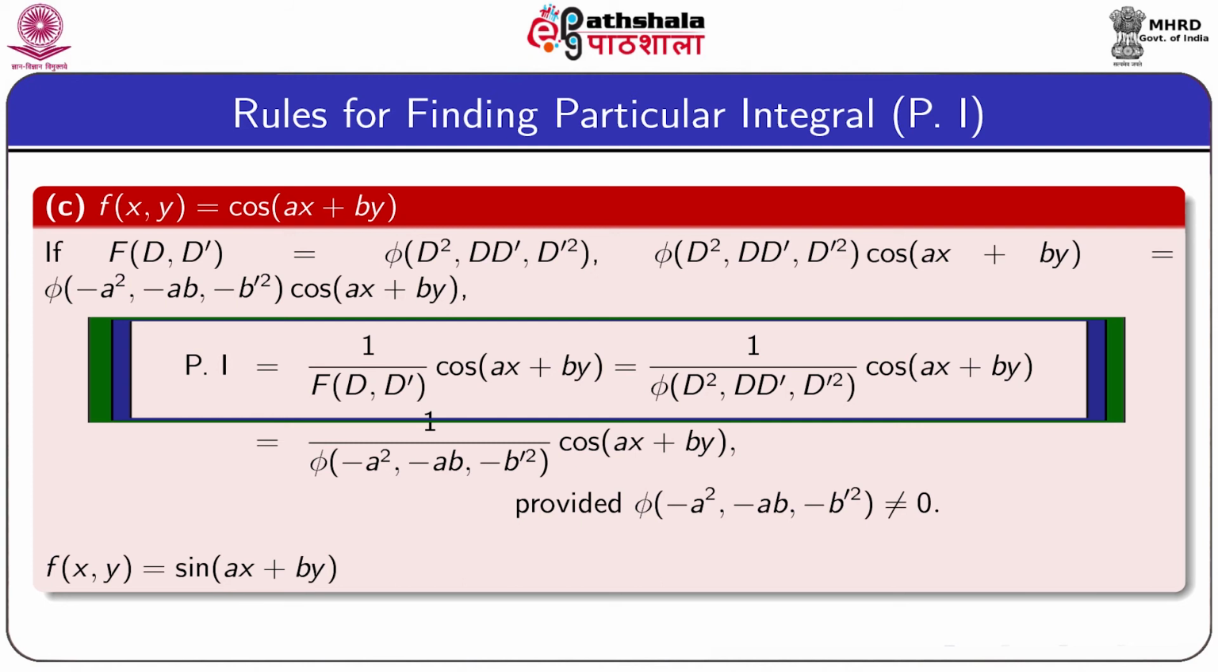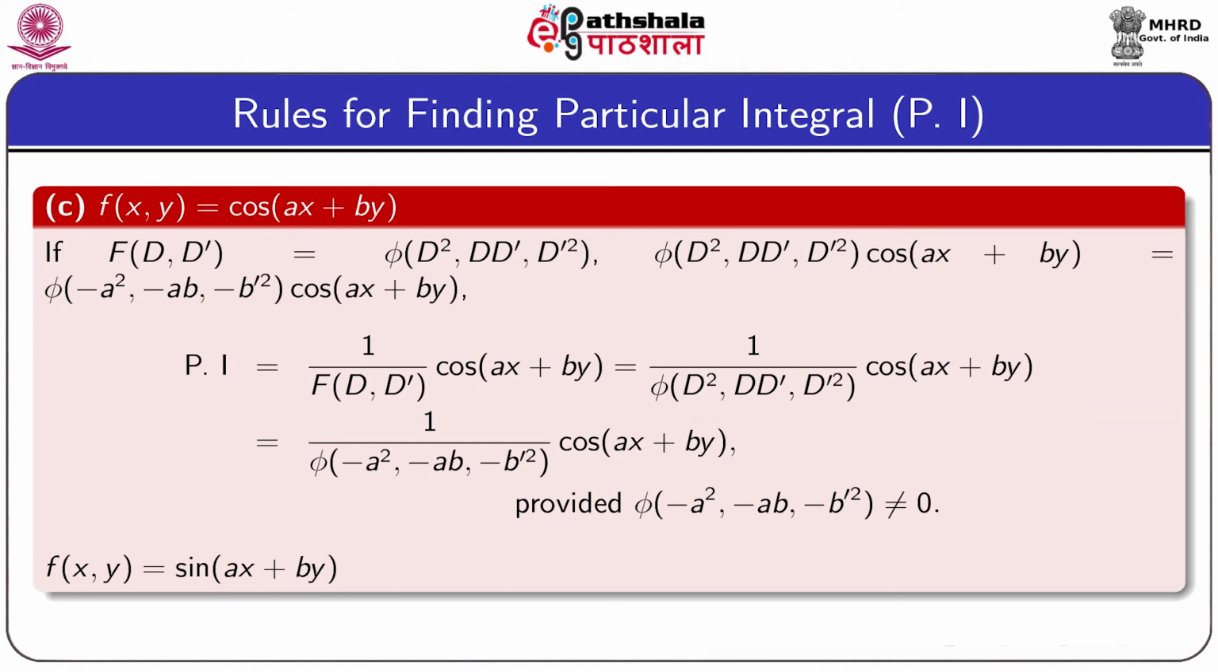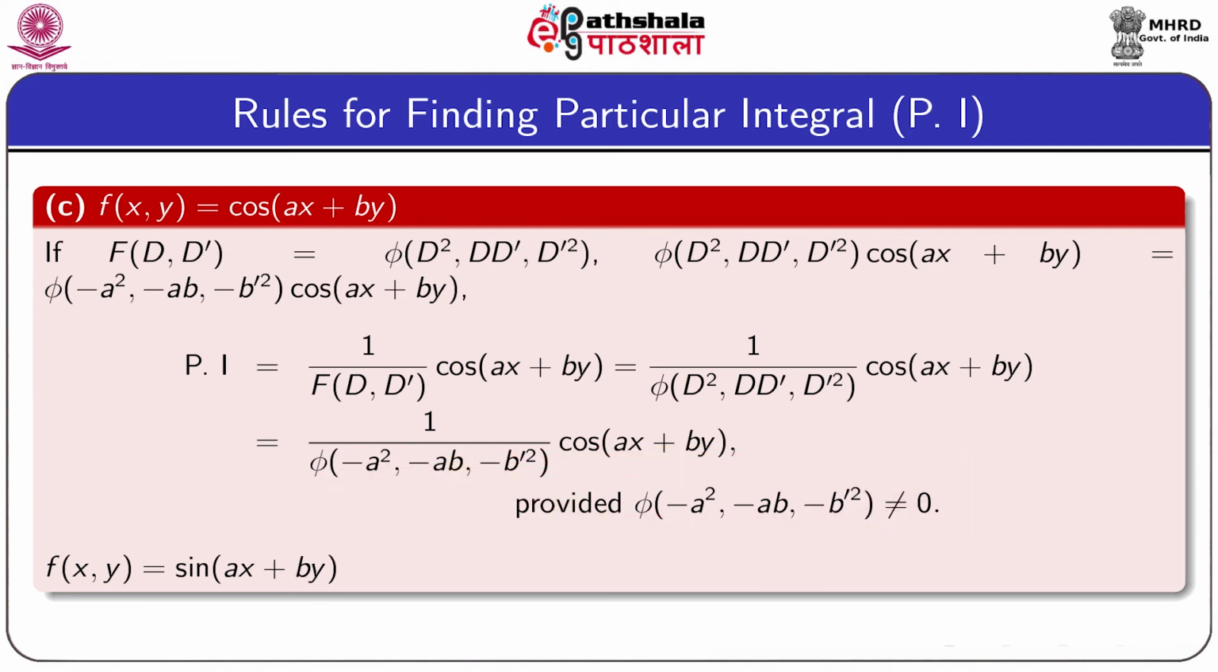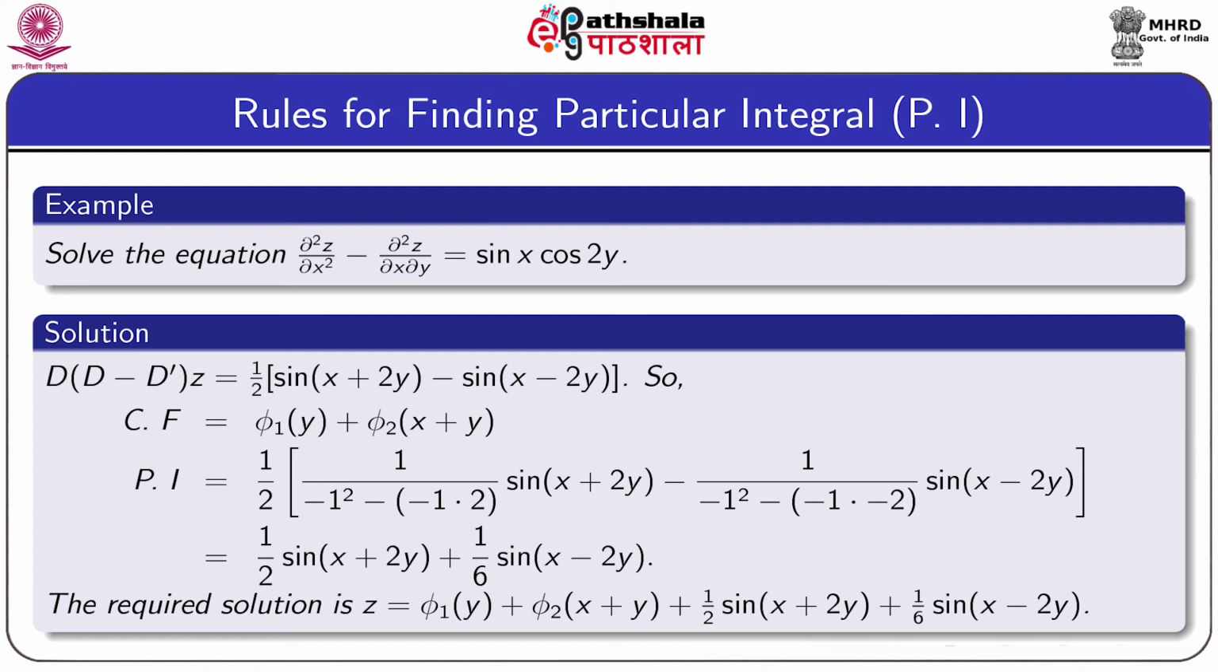So, the particular integral is 1 by F operating on cos(ax + by). This equals 1 by phi operating on cos(ax + by). That equals 1 by phi of (minus a square, minus ab, minus b square) cos(ax + by), provided phi of (minus a square, minus ab, minus b square) is not equal to 0. The same rule is applicable when there is a sine function instead of a cos function. So, here is one example.